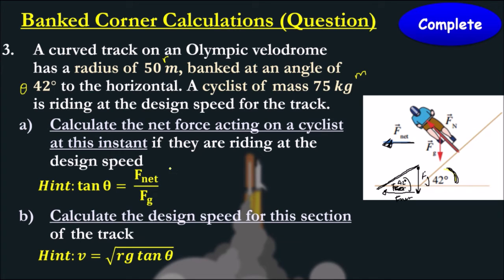Okay, so what you can do first is do the appropriate substitution. So we know it's tan 42 equals the net force divided by the gravitational force, which is mg. So m is the mass, that's 75. g is the acceleration due to gravity.